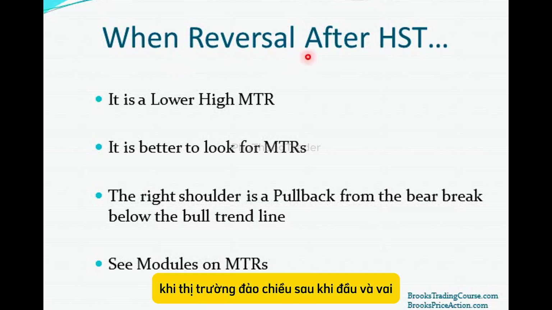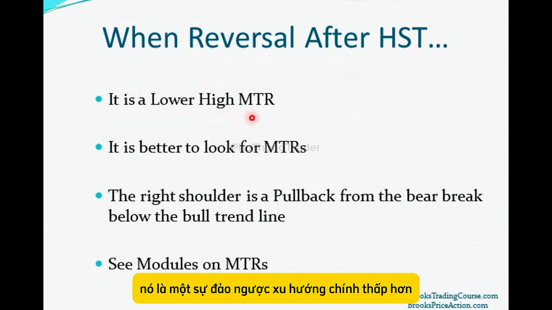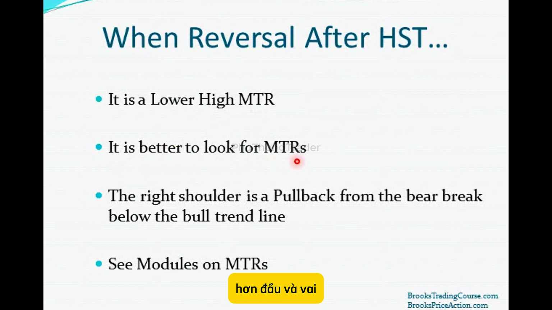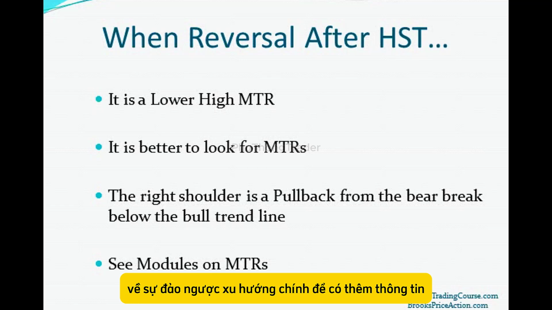When the market reverses after a head and shoulders top, it is a lower high major trend reversal, and it's better to look for major trend reversals than head and shoulders tops. The right shoulder is a pullback from the bear breakout below the bull trend line, and you can take a look at the modules on major trend reversals to get more information.